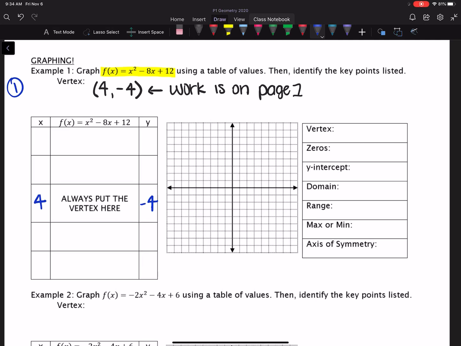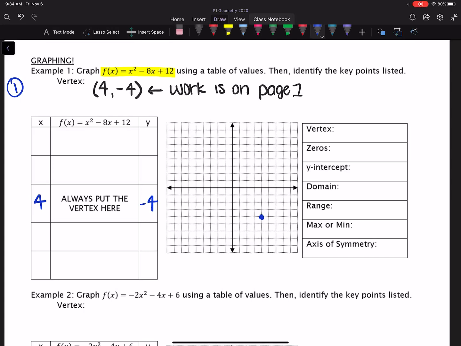So I have over to the right 4 and down 4. I'm going to plot my vertex. The reason I want to put it in the middle is because the general shape of my parabola is going to be that U shape, like this. I know that it's going to come downward, left to right, go through that vertex and come back up. So I want to find the points directly to the left of my vertex and directly to the right of my vertex.